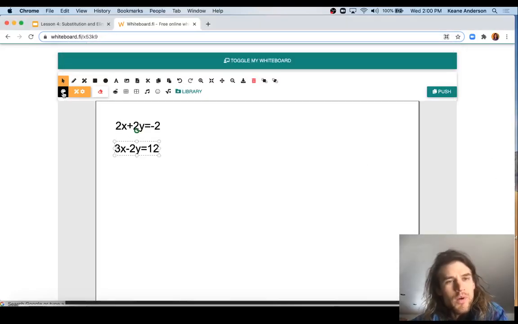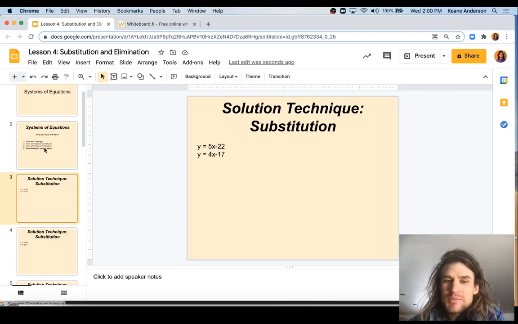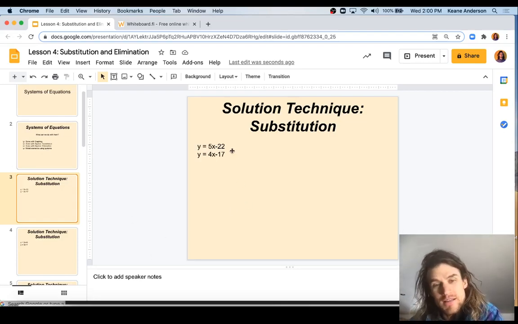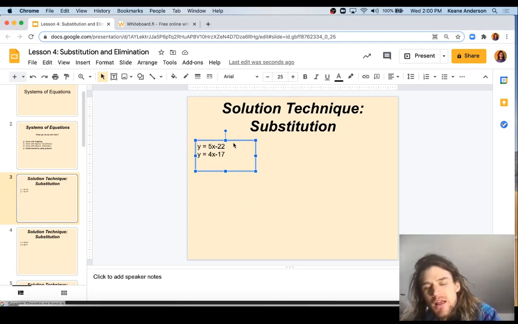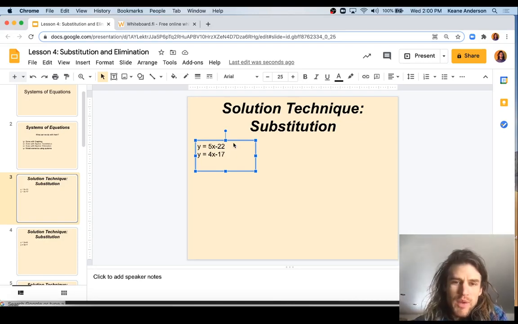All right, hey y'all, we're looking at systems of equations, and it's a lot of fun. Maybe it's not a lot of fun. Either way, we can do it. We might as well do it. Let's go through it and see what we're working with here.